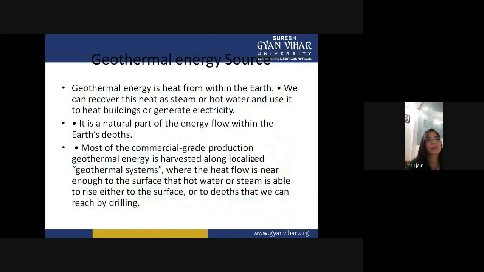Now, next point is your geothermal energy sources. So geothermal energy is heat from within the earth. We can recover this heat as steam or hot water and use it to heat buildings or generate electricity. So it is a natural part of the energy flow within the Earth's depth. Now, most commercial grade geothermal energy is harvested along localized geothermal systems, where the heat flow is near enough to the surface that hot water or steam is able to rise either to the surface or to a depth that we can reach by drilling.